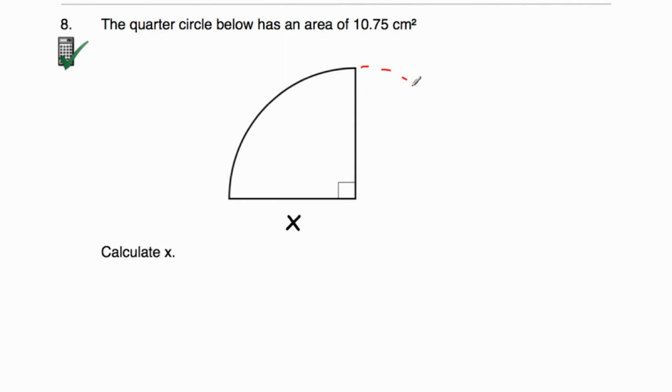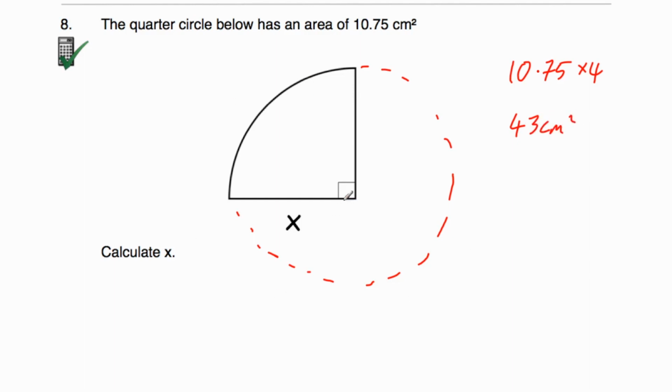So if we turn this quarter circle into a whole circle, so if we imagine it as a whole circle, to find the area of the whole circle would be, well, if we know this part has an area of 10.75, if we do 10.75 times 4, that will be the area of the whole circle. So 10.75 times 4 is equal to 43. So the whole circle has an area of 43 centimeters squared. That's the area of the whole circle.